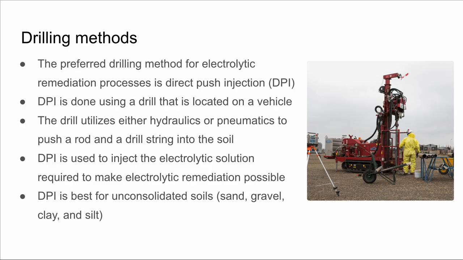DPI is used both to place tubes or rods that the electrolytic solution will travel to reach the wells and to inject the electrolytic solution itself. This method is usually best if used on unconsolidated soils like sand, gravel, clay, and silt.